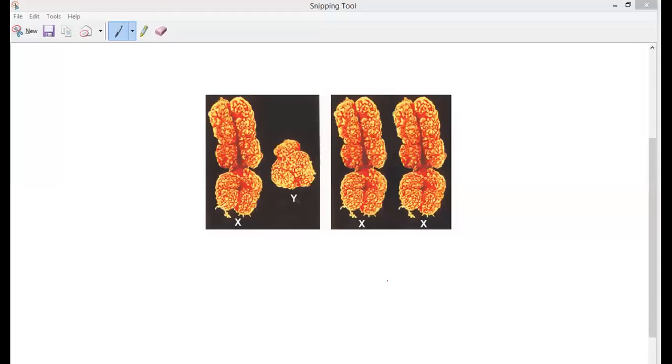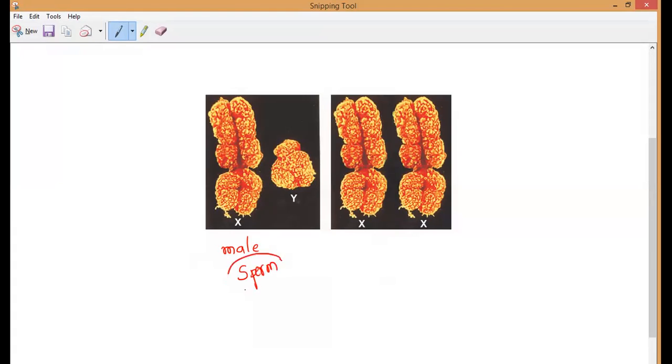Can you see these pictures? Everybody respond. Yes, sir. This is what we call a human male. This is the male gamete, called the sperm. Understand? This sperm contains one X and one Y. Have you noticed it? This is the X chromosome and this is the Y chromosome.